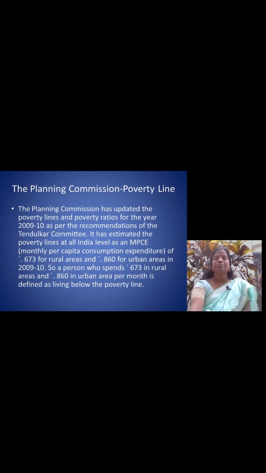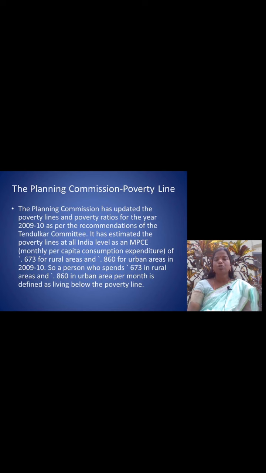The Planning Commission defined the poverty line. The Planning Commission has updated the poverty line and poverty ratio for the year 2009-10 as per the recommendations of the Tendulkar Committee. It has estimated the poverty lines at all India level as an MPCE, monthly per capita consumption expenditure, which means how much money you are spending on consumption in a month, of 673 rupees for rural areas and 860 rupees for urban areas in 2009-10.